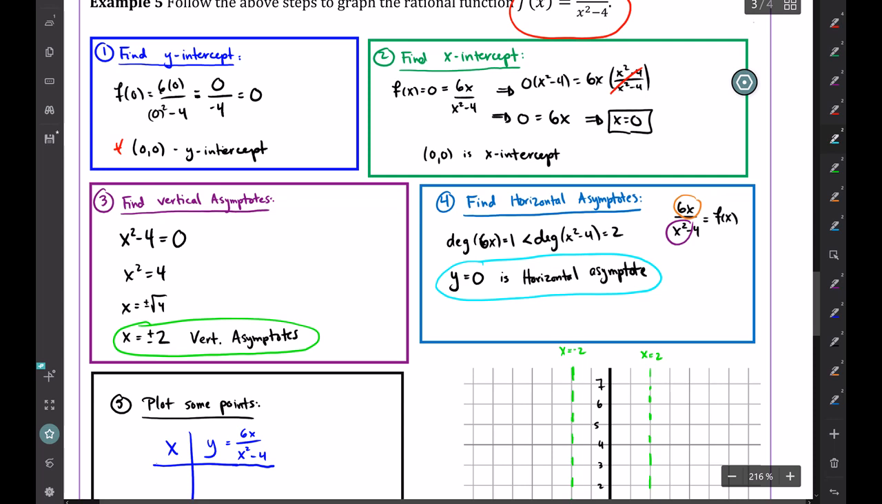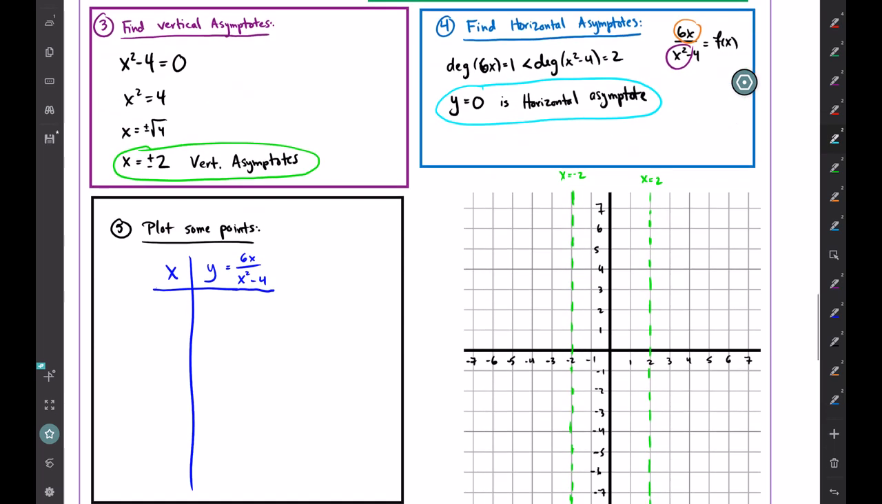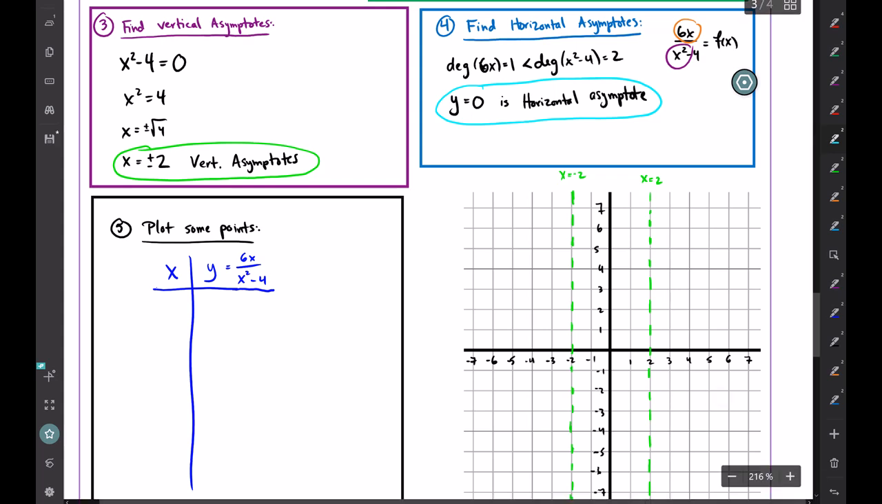Okay. So once you have the y-intercept, the x-intercept, the vertical asymptote, and the horizontal asymptotes, you can plot the asymptotes as dotted lines in the graph, like I've done here. So I got x equals negative 2 and x equals 2 as my vertical asymptotes. My horizontal asymptote I'll draw as a dotted line in teal.